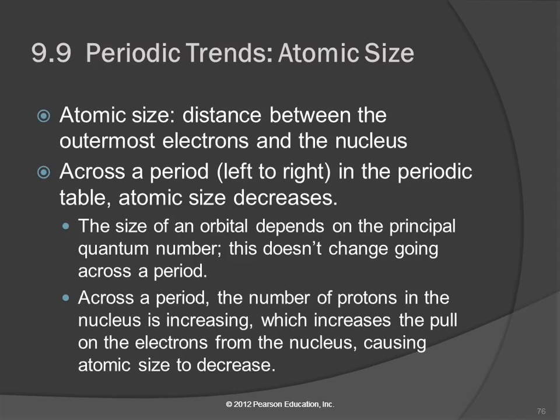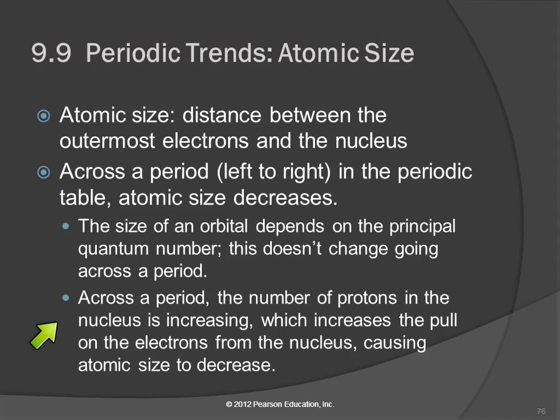When we're going across a period, the principal quantum number of that highest occupied shell is not changing. We go across from sodium and magnesium, that's principal quantum number 3. We go over here, aluminum through argon, it's all level 3. They're in the same principal energy level, principal shell. So that's not changing. So what's causing the size to change?